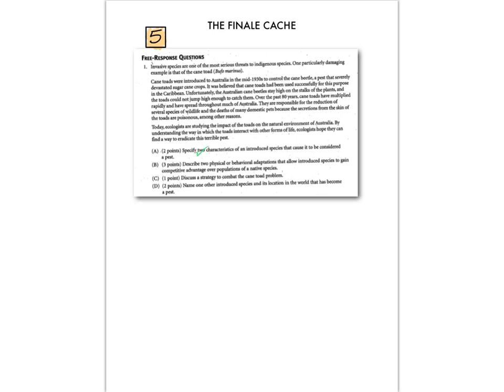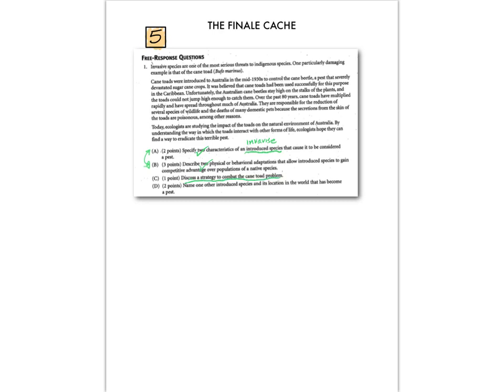Two characteristics of an introduced, and in this case the same thing it means invasive. I totally misspelled invasive. Oh my God. What are the two characteristics? Two adaptations that allow them to gain a competitive advantage, right? These might be the same answers. You can repeat yourself. Discuss a strategy.